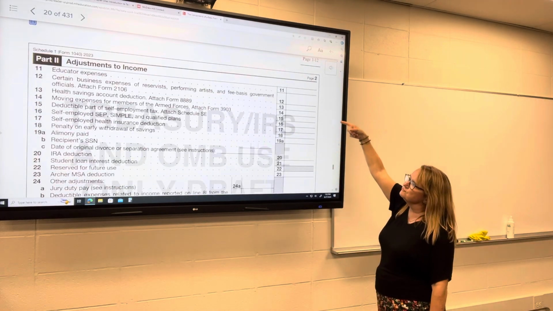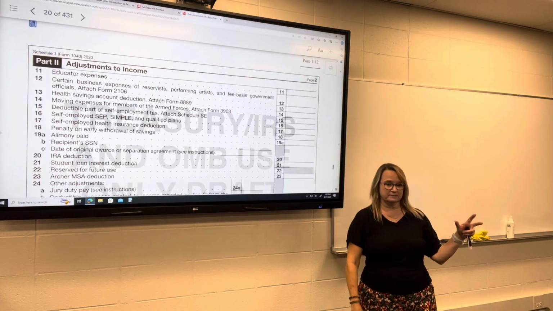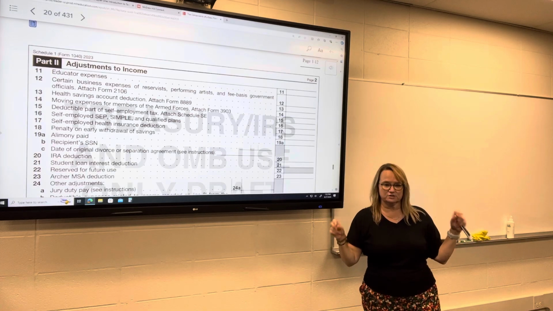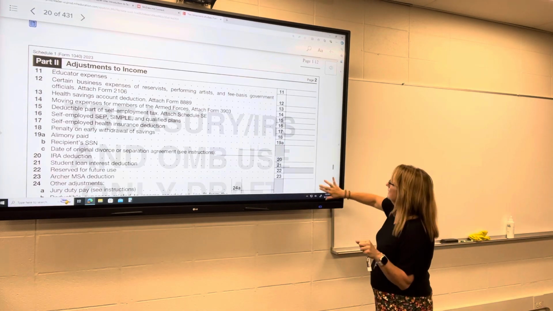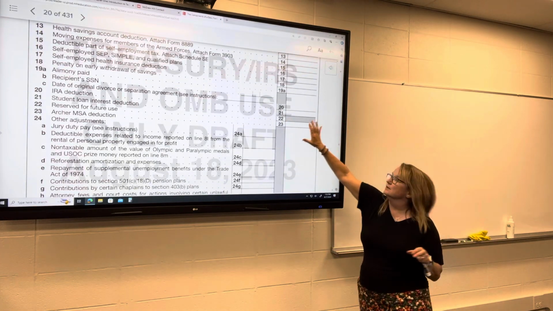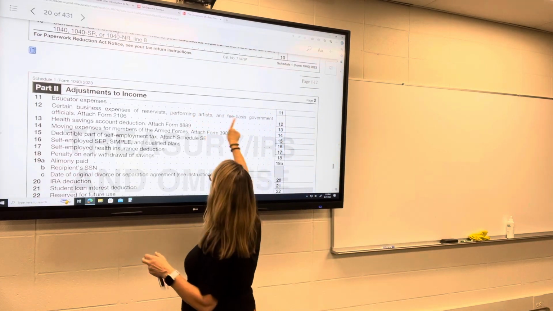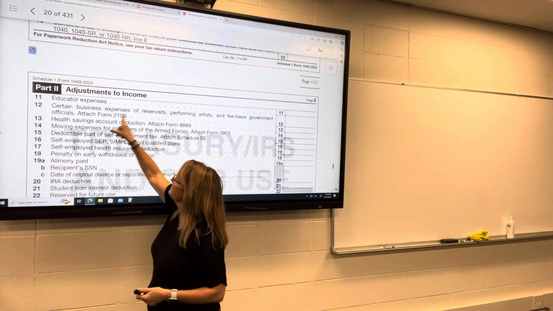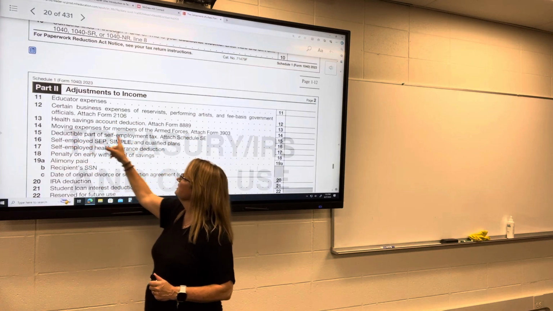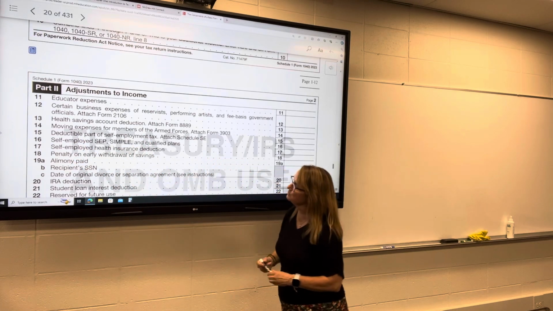Second part of the Schedule 1 are those adjustments to income that I talked about. Those special deductions that are called adjustments because they affect adjusted gross income. Okay. All of those are listed. We have a separate chapter for all of these that we're going to talk about. We're going to talk about educator expenses. We're not going to talk about business expenses of reservists. Health savings account deduction, we're going to talk about that. Moving expenses for members of the military, we're going to talk about. Deductible part of self-employment tax, we're going to discuss.